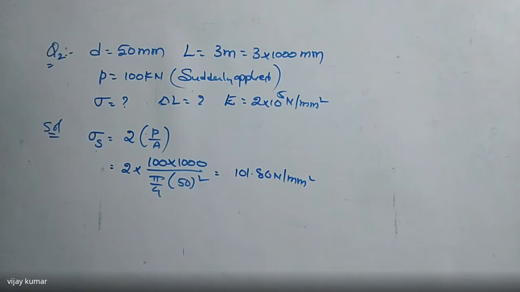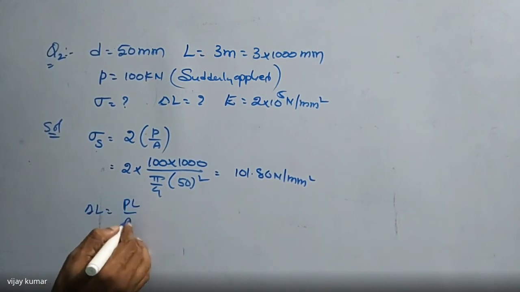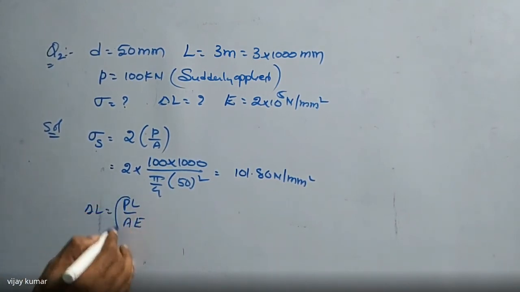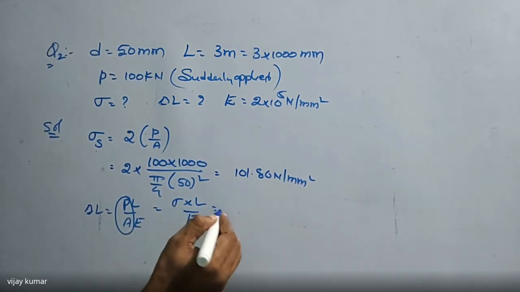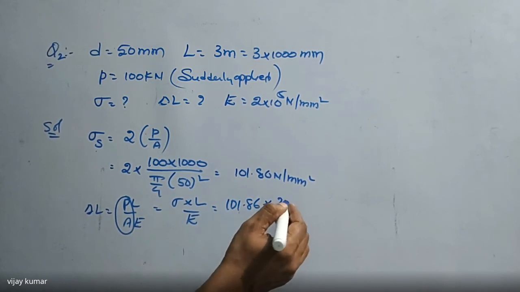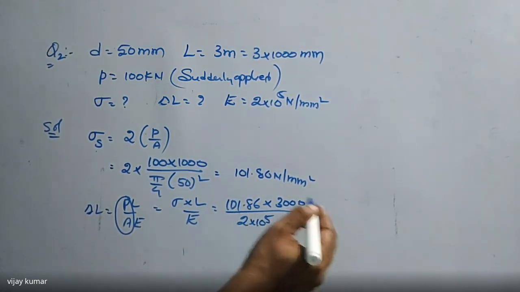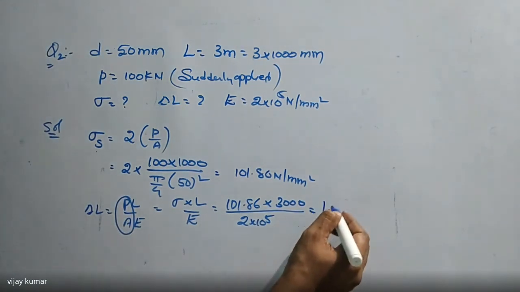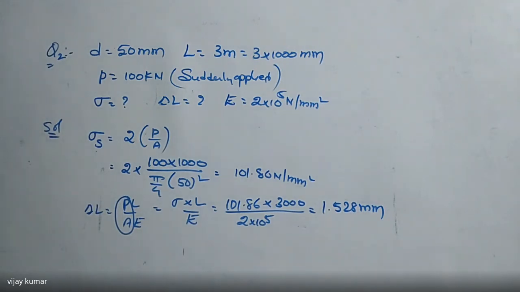Then how to calculate the elongation here? So delta L is equal to how much? According to this, PL by AE. What is P by A? Stress. So we can write sigma into L divided by E. What is sigma? 101.86 into length, which is 3000 mm, divided by E, which is 2 into 10 to the power of 5. Automatically we can get 1.528 mm as the elongation of the bar due to the application of the load.